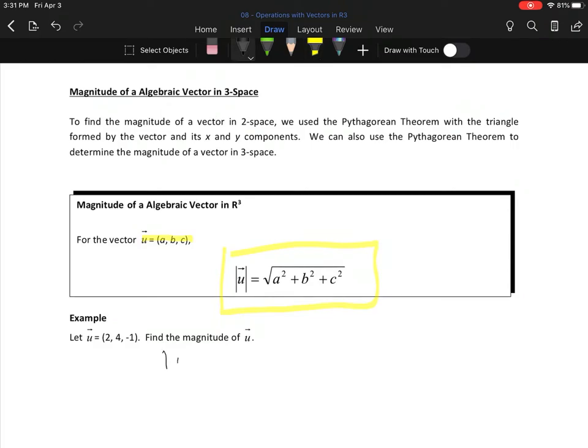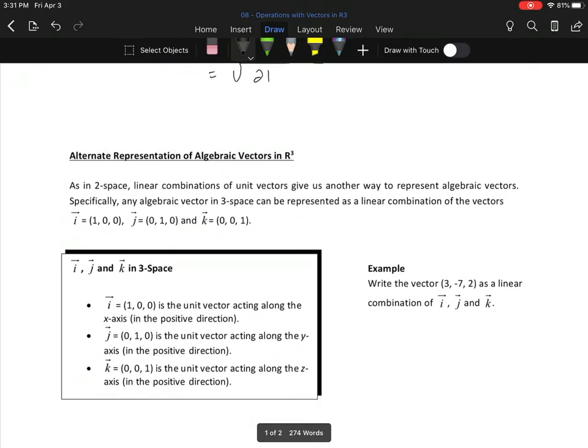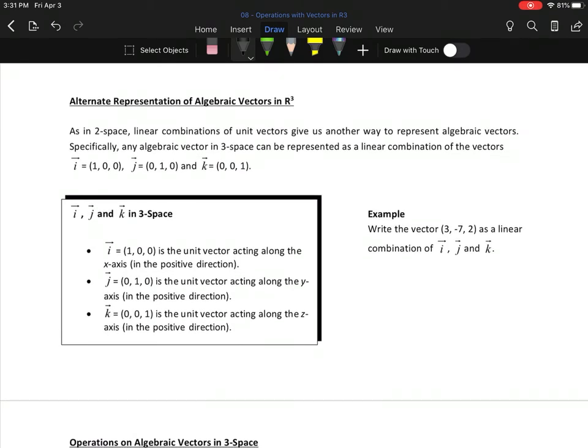And so then if you want to find the magnitude of a vector in 3 space, your job is you go, okay, magnitude of u equals square root of 2 squared plus 4 squared plus negative 1 squared. And I get square root of 21, which doesn't reduce. I want you to watch out for those reducings and the radicals, but in this particular case, root 21, that's the best we can do. That's all there is to it.